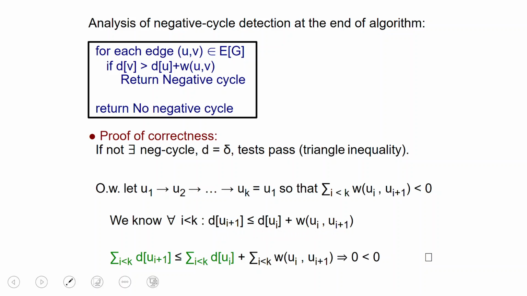And this concludes our exposition of the Bellman-Ford algorithm. It's a very cool and simple algorithm for the weighted shortest distance in the graph, which also allows you to detect the presence of negative weight cycles.